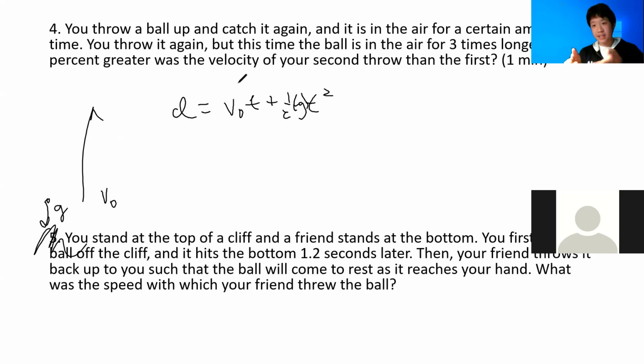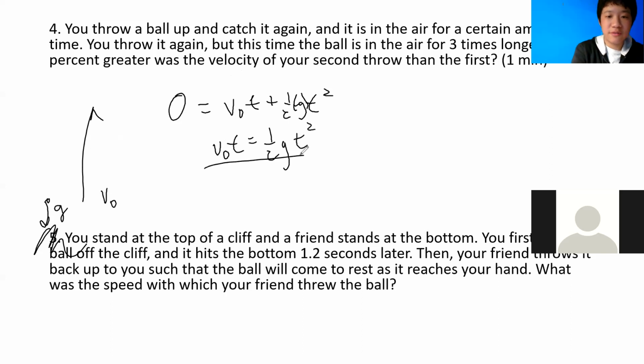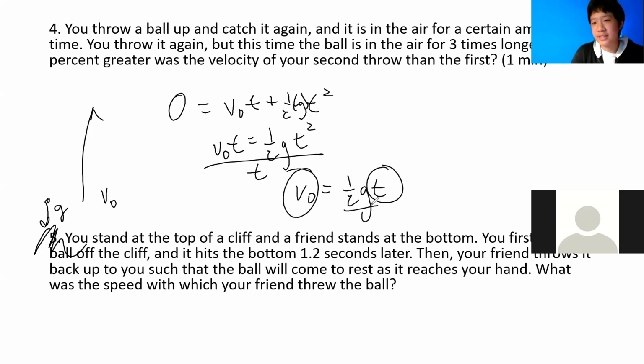Since we're throwing it up and catching it again, our displacement is 0 because it hasn't really gone anywhere. So if we move v0 to the other side, v0t equals 1/2 gt squared. Now if we divide through by t, we get v0 equals 1/2 gt. As you can see here, 1/2 g is a constant, so v0 is proportional to t. If we have a t 3 times longer, then v0 is 3 times as fast. So this is 3 times, which means 200% greater.